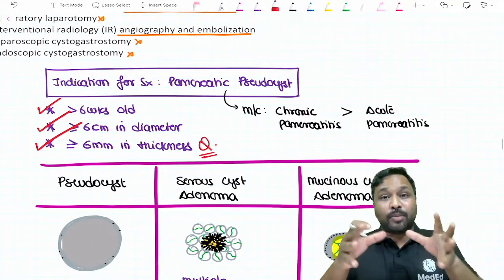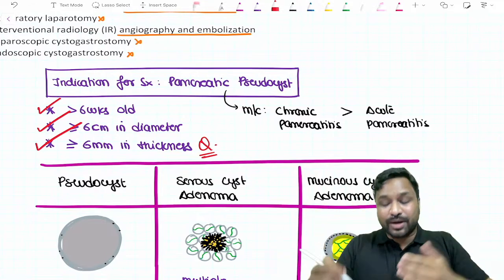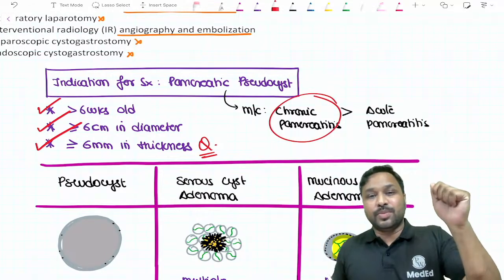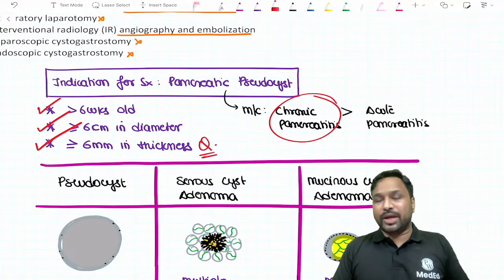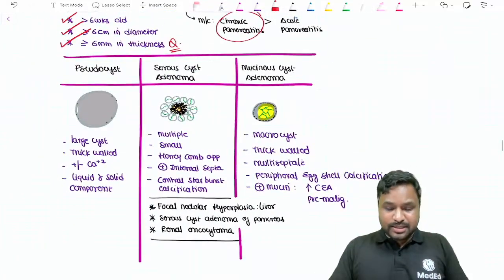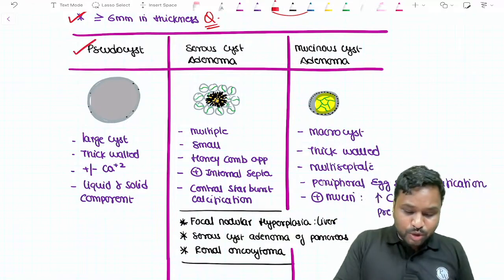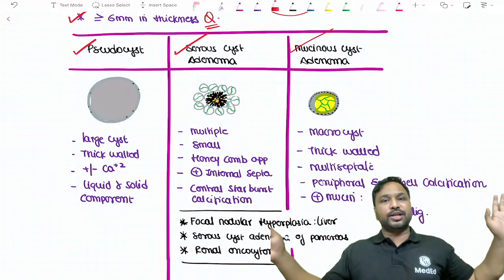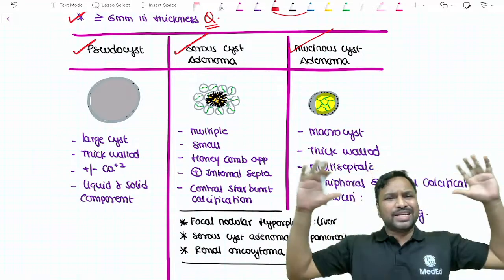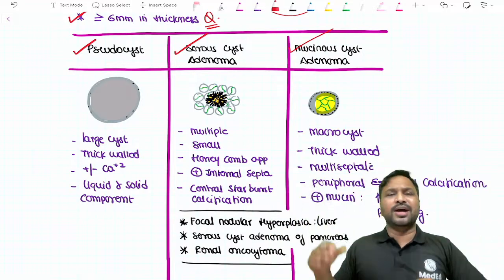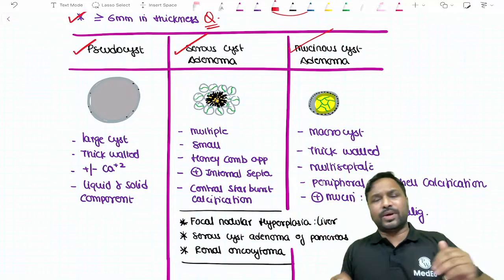What is the most common presentation for pseudocyst, or what is the sequelae for it? It is chronic pancreatitis, which is more commonly associated when compared to acute pancreatitis. What are the other cystic lesions that you should be worried about? Three important cystic lesions of pancreas: pseudocyst, serous cystic adenoma, mucinous cystic adenoma. How do you know? Pseudocyst is well confined, large, thick walled, with calcification in the wall, liquid and solid component.